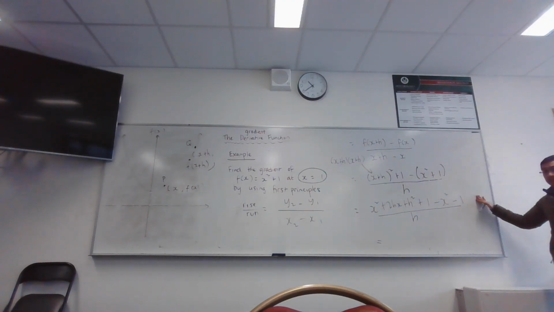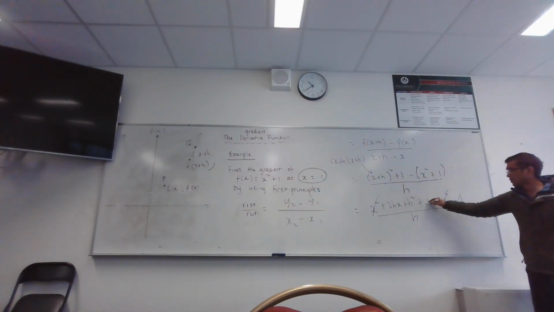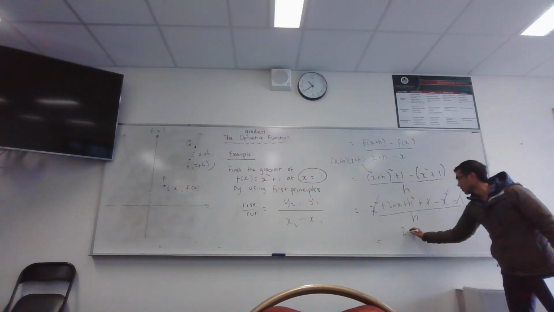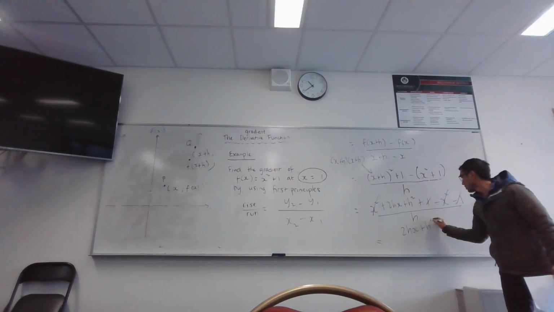I want to simplify my numerator. What can I get rid of? The x squared and the 1. We are left with 2hx plus h squared plus h.